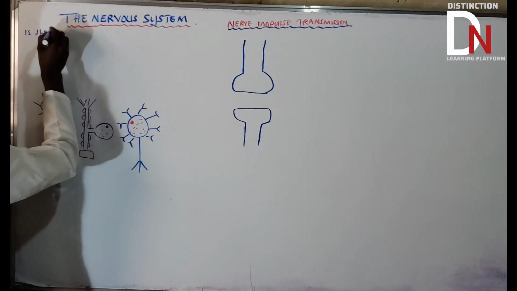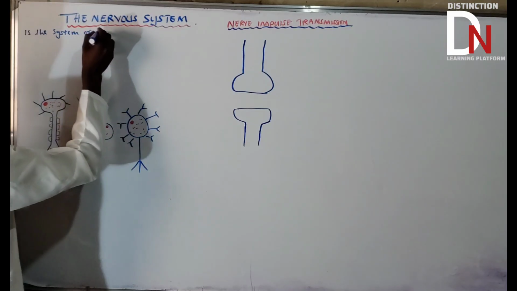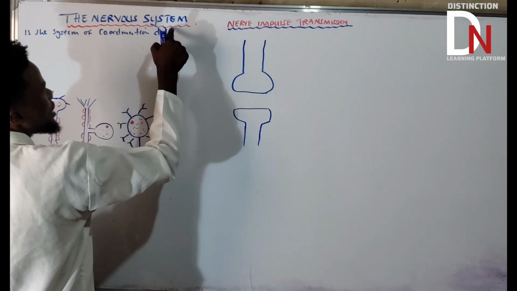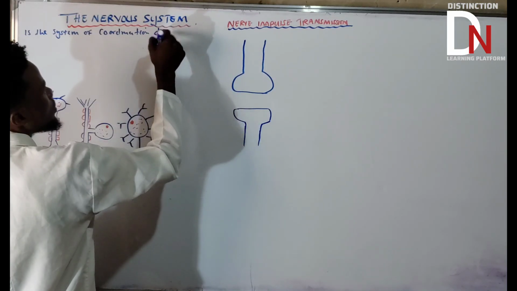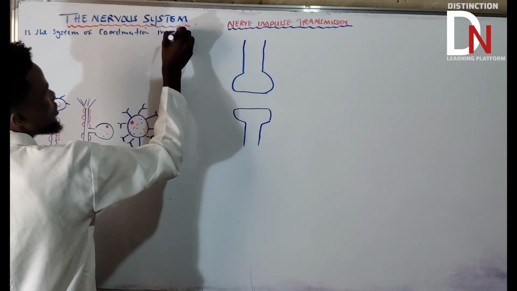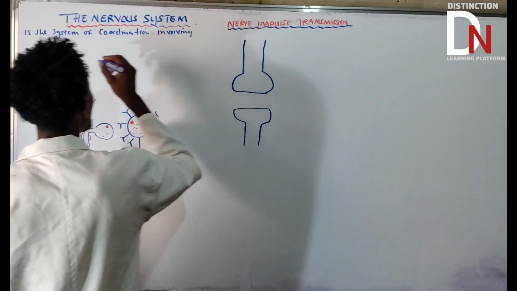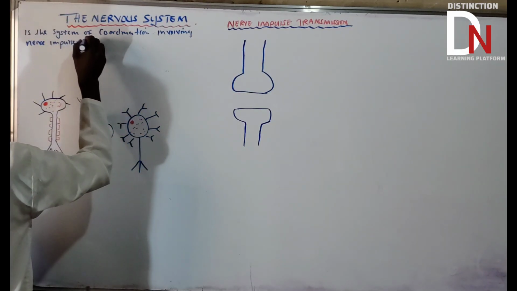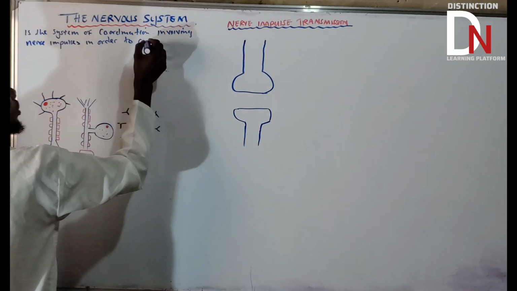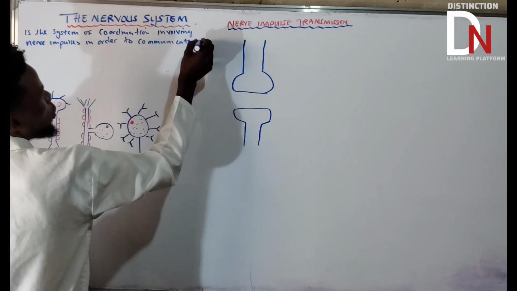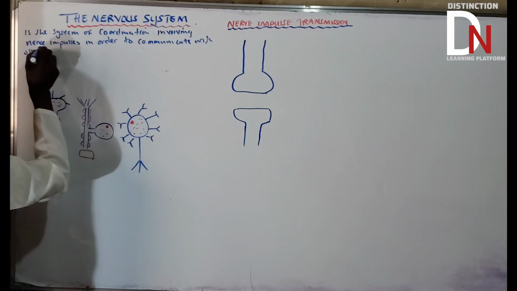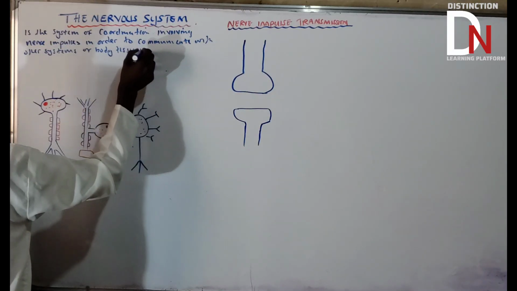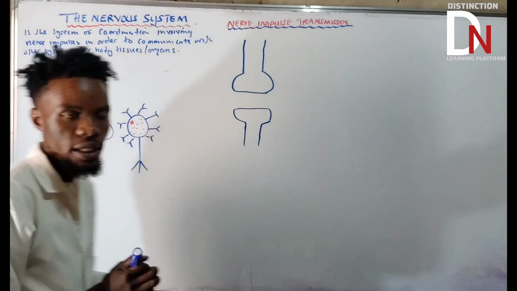We say it's the system of coordination involving nerve impulses in order to communicate with other systems or body tissues or organs, whatever. So it's a very interesting topic.